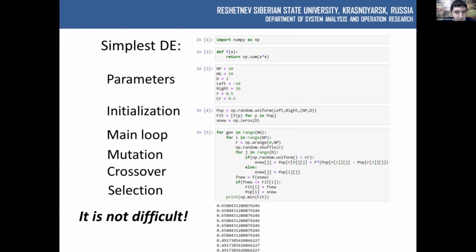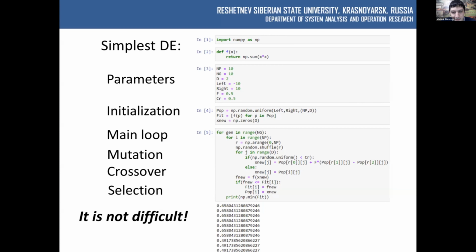Then we initialize the population, calculate fitness. We just create a vector for the new individual. Then we have two loops for generations and individuals. We take three random indexes. We make difference-based mutation, or otherwise we take the component with crossover probability CR. Then we evaluate the solution. If it is better, we replace it. That's it. You don't need anything else. It is very simple, and well, that's one of the reasons why it is so popular.